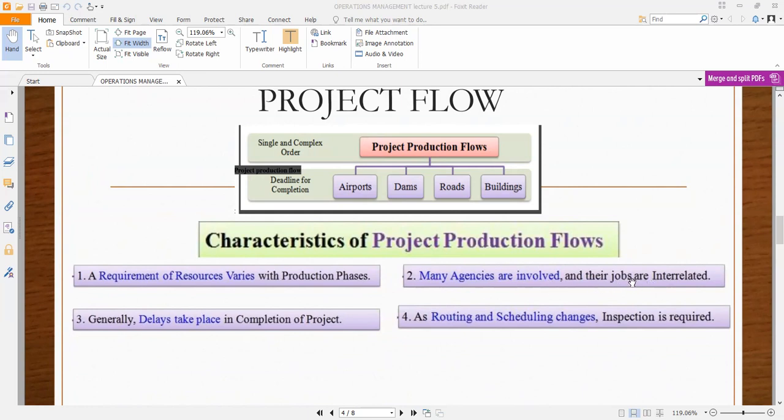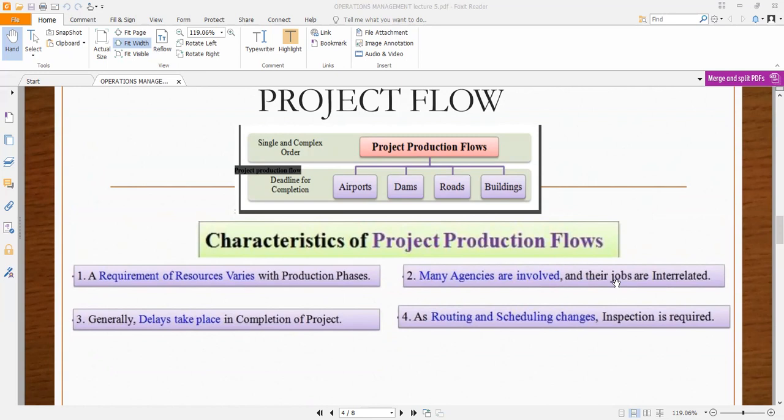Secondly, many agencies are involved and their jobs are interrelated. So, for instance, you're going to need a plumber. At a certain point, you're going to need a carpenter. At a certain point, you're going to need a painter. You're going to need so many different people with different qualifications. So that's one of the characteristics.